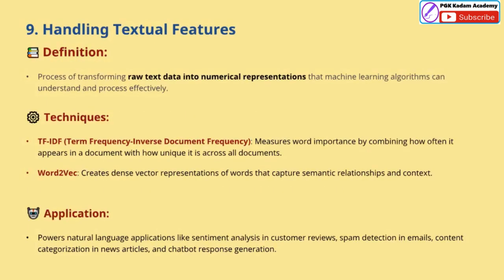Textual data is crucial for many machine learning applications, but it needs to be transformed into numerical representations that algorithms can understand. TF-IDF is a technique that measures the importance of words by looking at how often they appear in a document versus how unique they are across all documents. Word2Vec creates dense vector representations of words that capture semantic relationships and context between them.